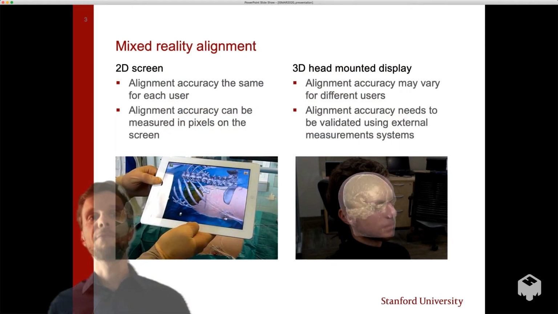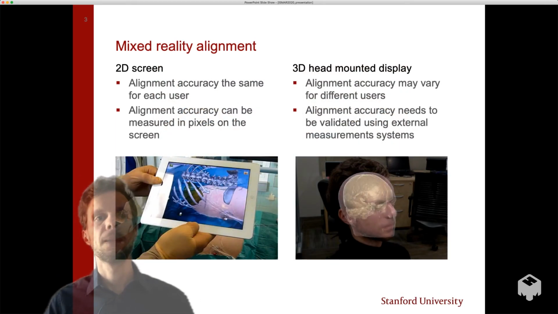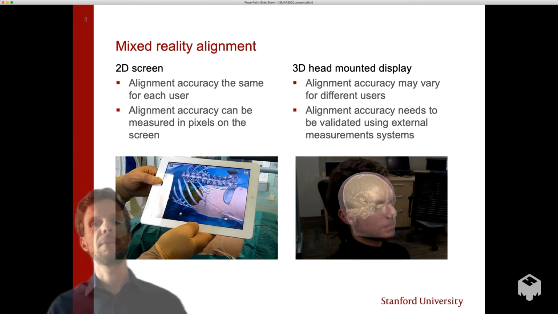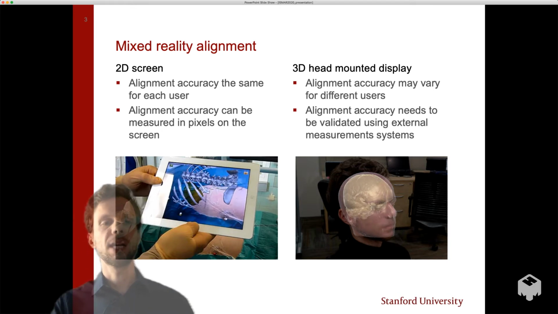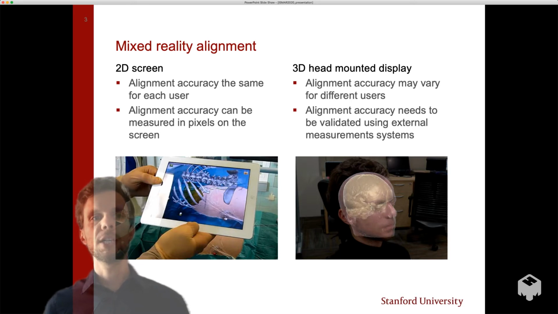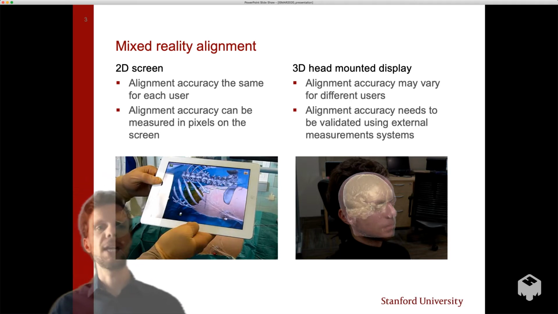To effectively help with planning or with medical guidance, it is extremely important for medical mixed reality applications to accurately align the virtual and the real content, for example, the medical images and the real patient. However, mixed reality alignment of virtual and real content is both challenging and also measurement of the alignment accuracy can be tricky.